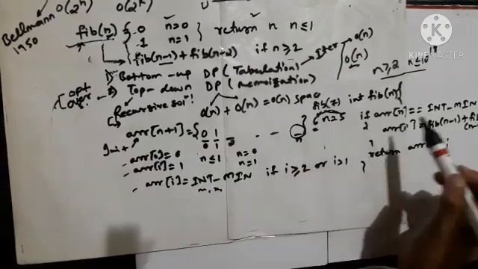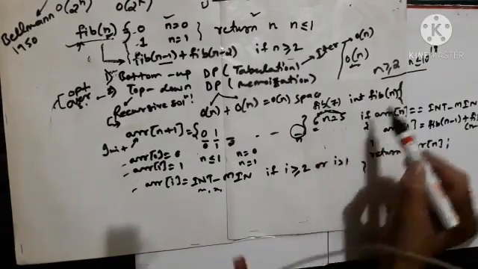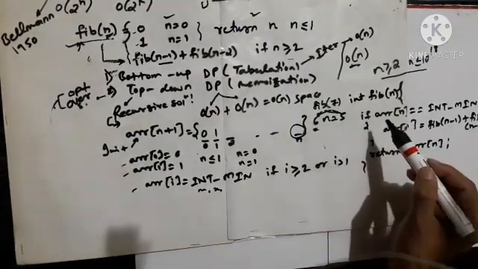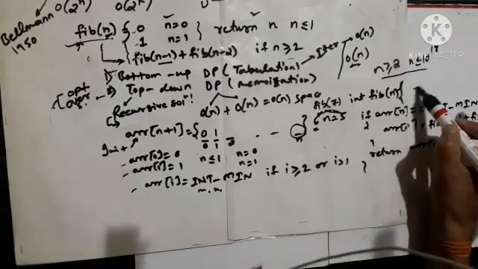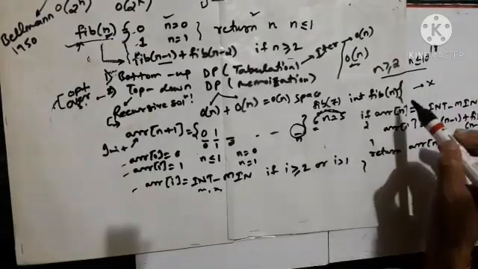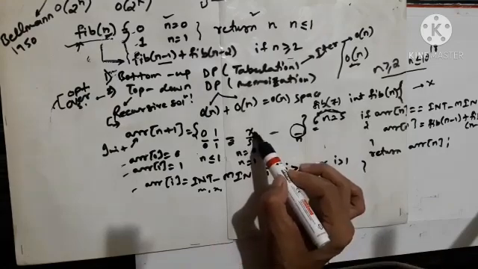Suppose when fib of 6, what is the benefit of this? Let me tell you the benefit of this also. Suppose n equal to 5 has been calculated, let's say its value is x, and that has been stored in the fifth index. So let's say this is the fifth index, the value is x.